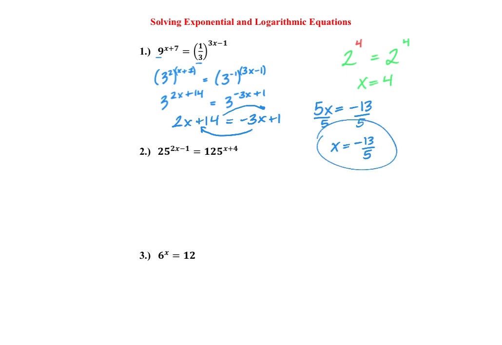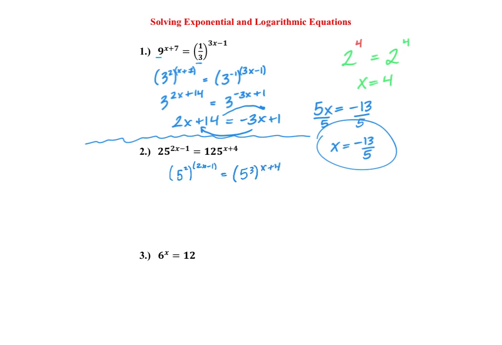Let's look at another example. I'm going to now try to make these bases the same as well. Well, when I look at the 25 and the 125, I noticed that I could rewrite both of those bases as a base 5. So let's do that. 25 is the same thing as 5 squared. I write that in parentheses. I'm going to write this binomial in parentheses as well. And 125 is the same thing as 5 cubed with that x plus 4 in parentheses.